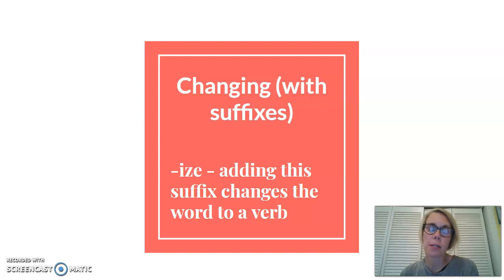So we talked a little bit about the example summary. A teacher will ask you to do a summary. When you do that, you are summarizing. That's an action, that's a verb.